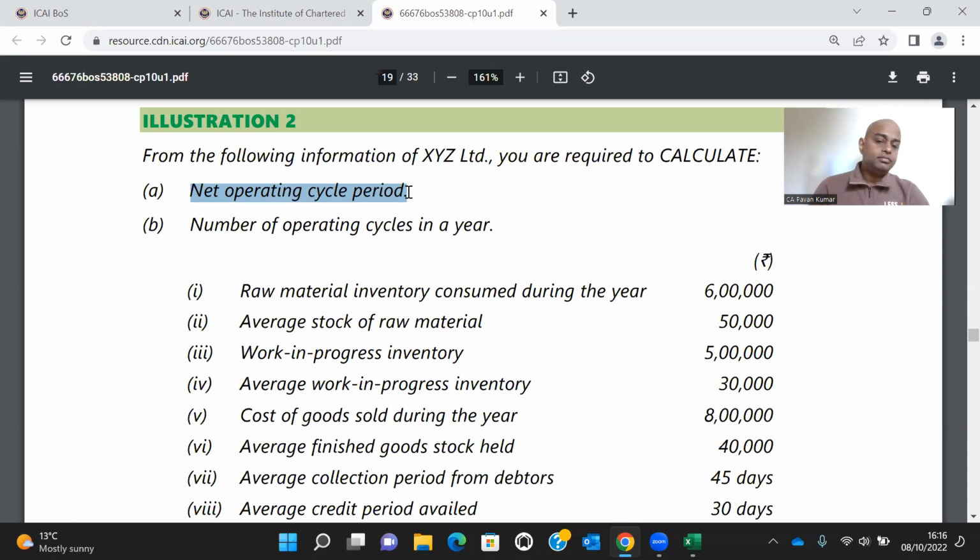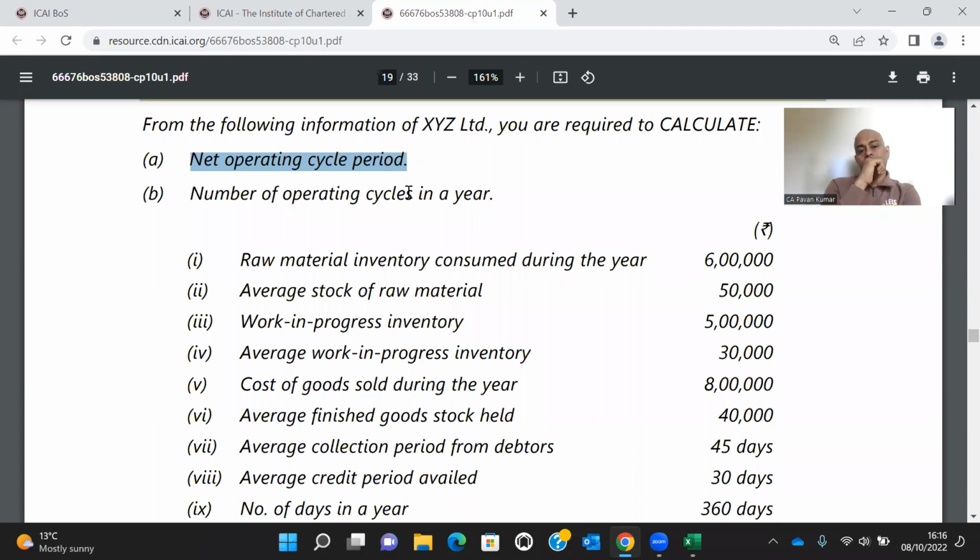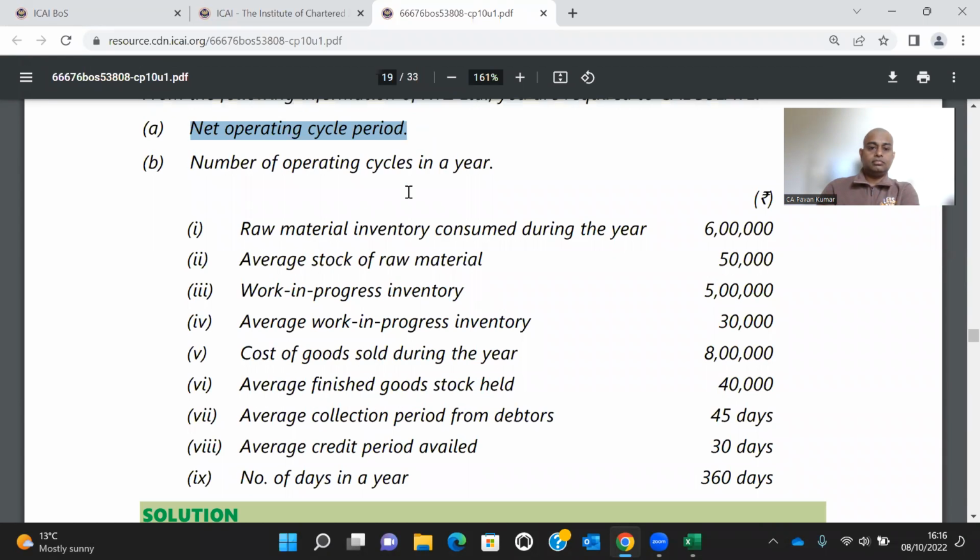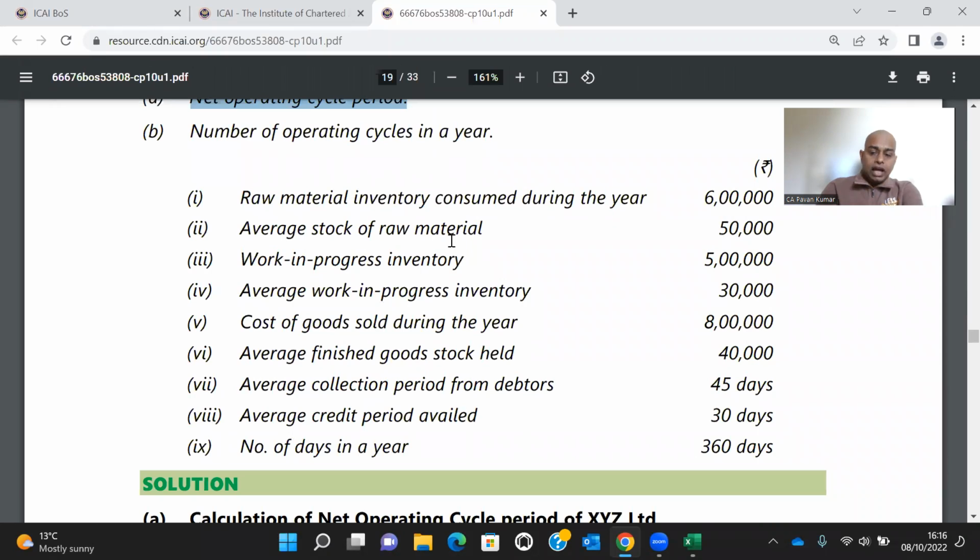Yes, sir. Okay, continue. Raw material inventory consumed during the year 6 lakhs. Average stock of raw material 50,000. Wait, I have one more doubt, madam. How do you calculate the number of operating cycles? 365 divided by operating cycle. Super, very good.